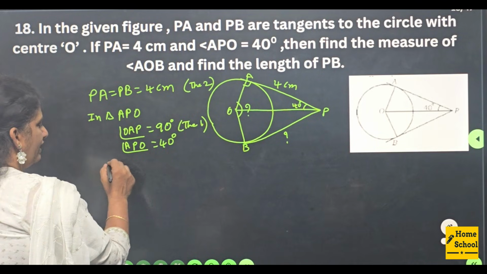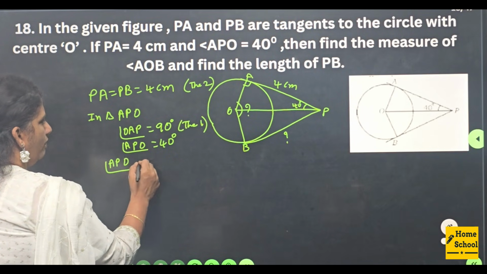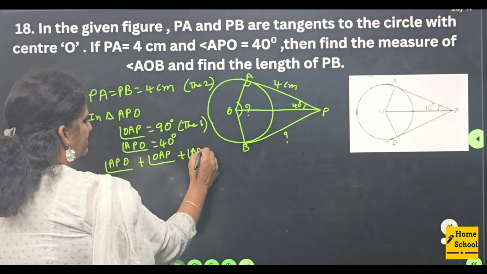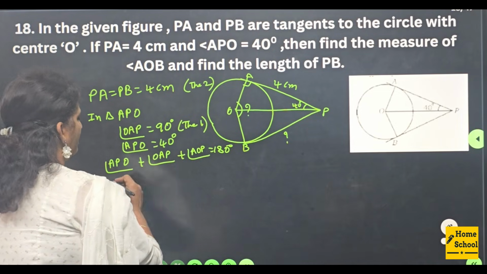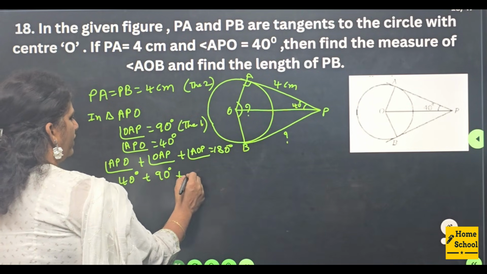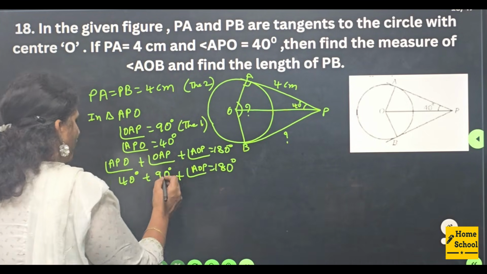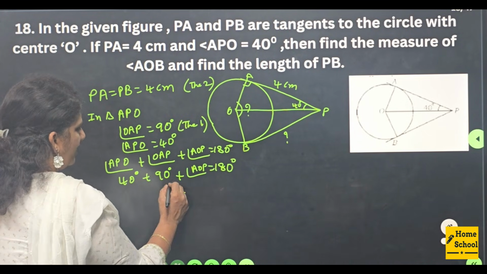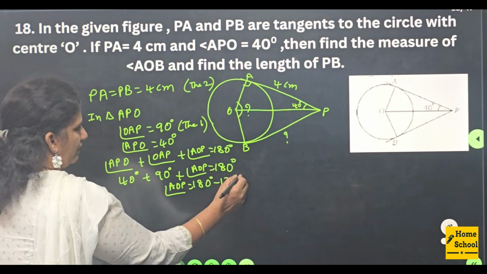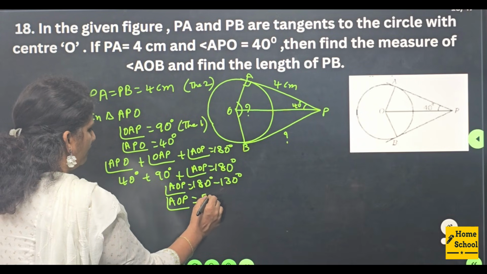We know the sum of the interior angles of a triangle. What is that? Angle APO plus angle OAP plus angle AOP is equal to 180 degrees. APO is 40 degrees, OAP is 90 degrees, and we don't know angle AOP. Angle AOP is equal to 180 degrees minus (40 plus 90, that is 130). Then angle AOP is equal to 180 minus 130, which will be 50 degrees.